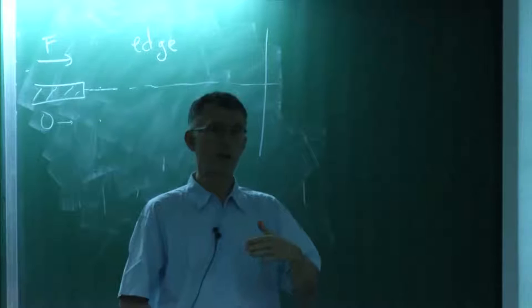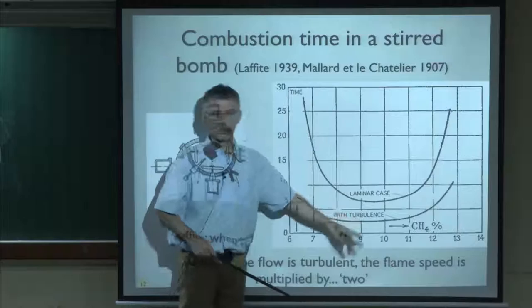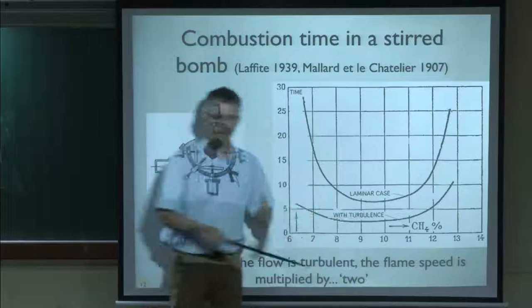The mistake they made at that time was that, because here there's a factor of 2, they said, okay, when there is turbulence, it goes 2 times faster. That's a good model, okay? You just multiply the speed by 2. But of course, we know it's not 2. In that case, it was 2. If you change the speed of the fans, it will be more or less. I mean, it's not that simple. And the main factor which leads to that is wrinkling.